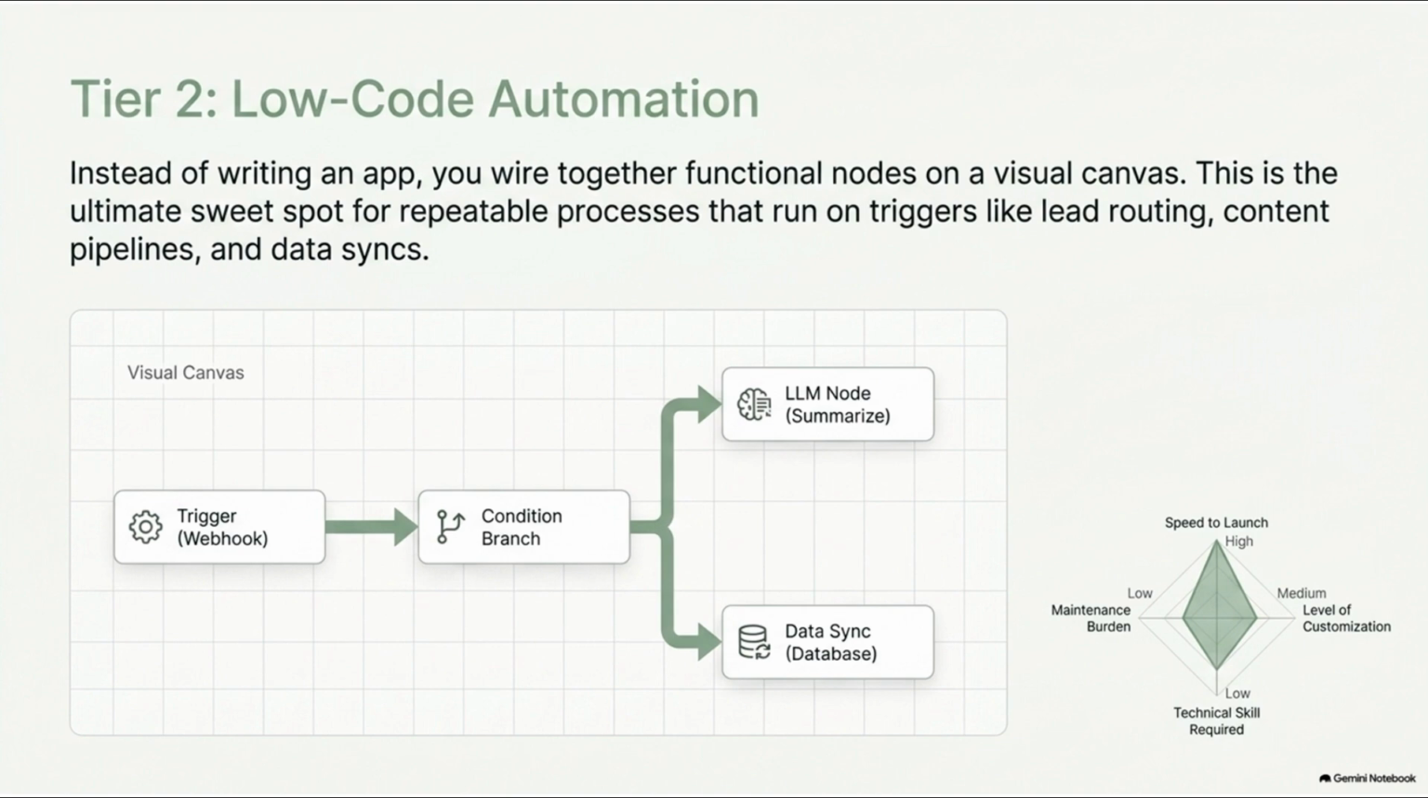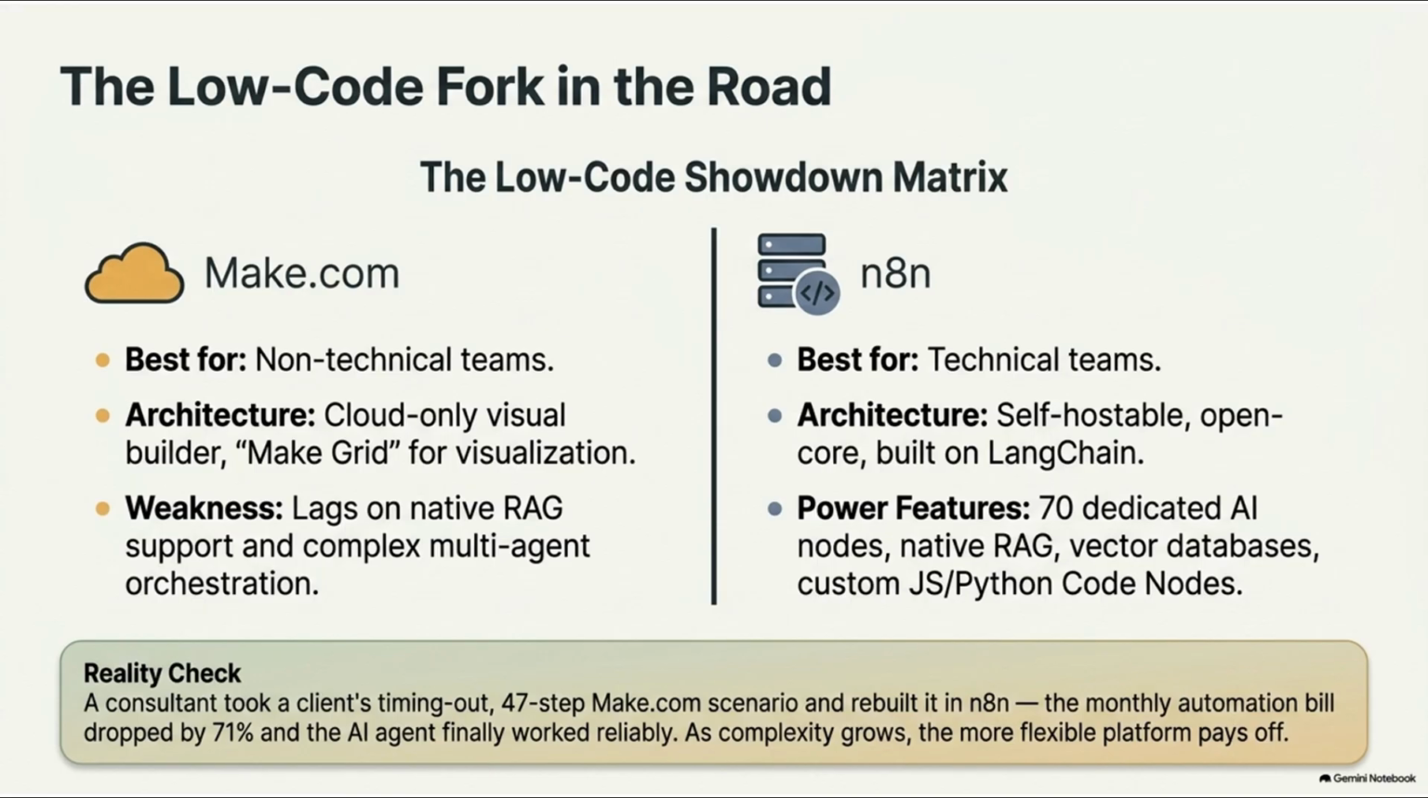This tier has one killer use case: automation. The repetitive work that should just run in the background without you touching it. Routing new leads to the right salesperson, turning every new blog post into 5 social posts, syncing data between 2 apps that don't talk to each other. If a process happens the same way every time, low code was built for exactly that. But the moment you enter low code, you hit a fork in the road, and it's the decision people agonize over: Make.com or n8n.